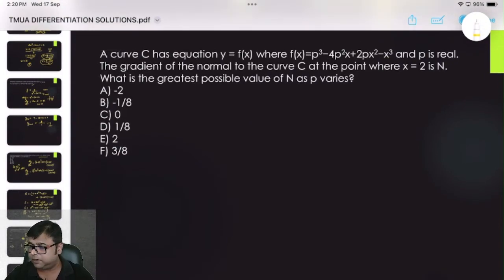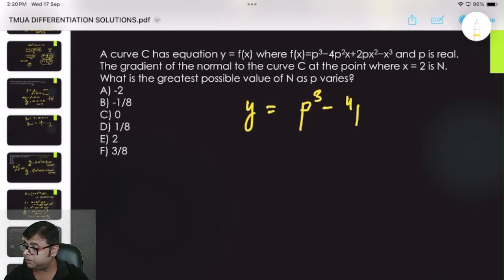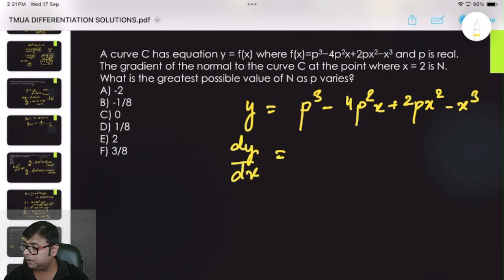Now it says that a curve C has equation y equal to f(x) equal to this, and p is real. The gradient of the normal to the curve C at the point where x is 2 is n. What is the greatest possible value of n if p varies? Again, a very similar kind of question. So again, suppose y is equal to p cube minus 4p square x plus 2px square minus x cube. Now, if I find dy by dx, I'm going to get minus 4p square plus 4px minus 3x square.